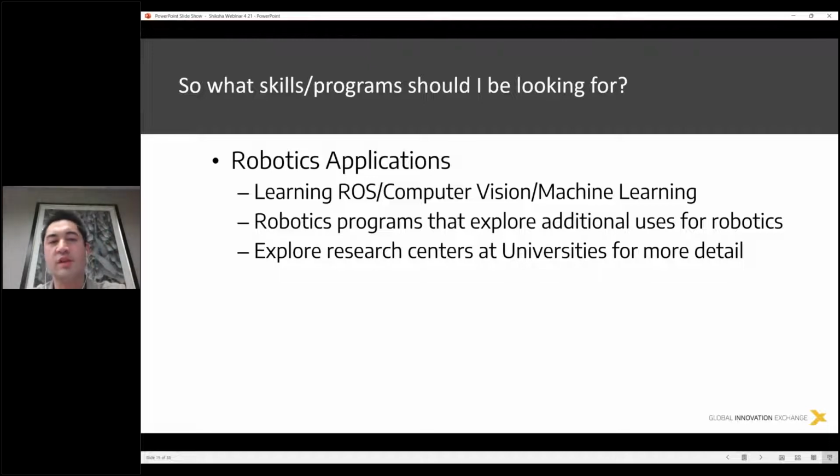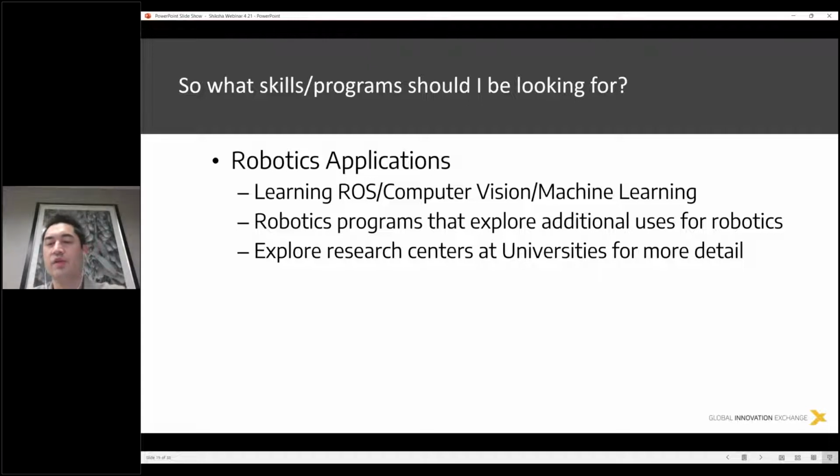So learning things like the robot operating system or ROS, how to use computer vision and machine learning to make sure that the robots are able to navigate around a space that's changing constantly. So these are some things that are really useful to look for in a program now, because these are definitely the growth skills that are going to be needed within the field of robotics. Robotics programs for additional uses for robots are going to be a really great growth area.